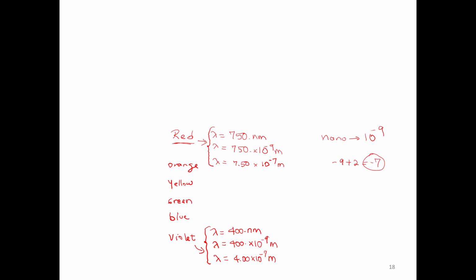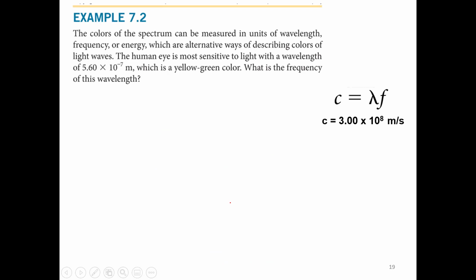And we know that all these waves, all these colors belong to the electromagnetic spectrum, so they travel at the speed of light in air or vacuum, in meters per second. And let's now try to solve one problem.